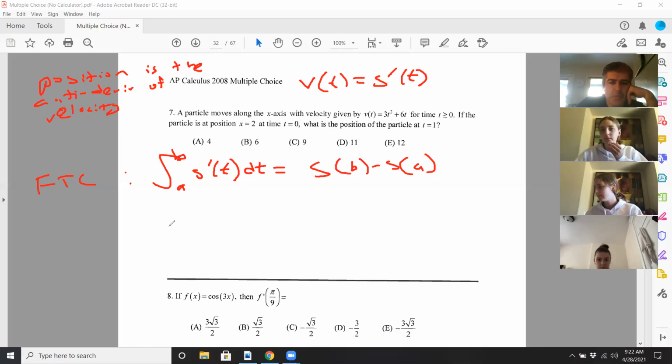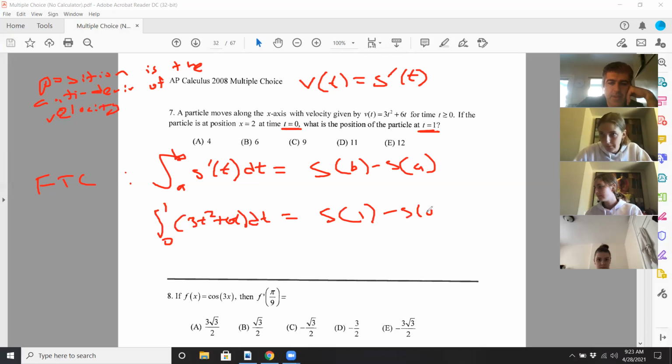Well, what is my velocity function? It's 3t squared plus 6t. Where are my limits of integration? Well, you're told the position at t equals 0, and you want to find the position at t equals 1. So I'm going to do 0 and 1. And that's just going to equal s of 1 minus s of 0. So I'm really just emulating what I have right above. S prime is v. V was 3t squared plus 6t. My time values, I have 0 and 1. So that equals s of 1 minus s of 0.